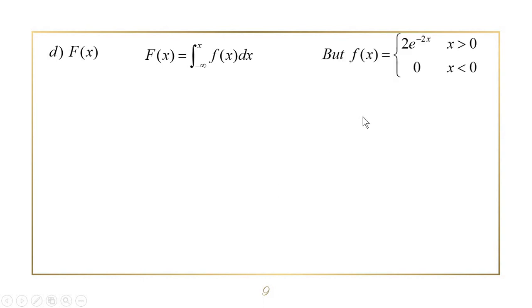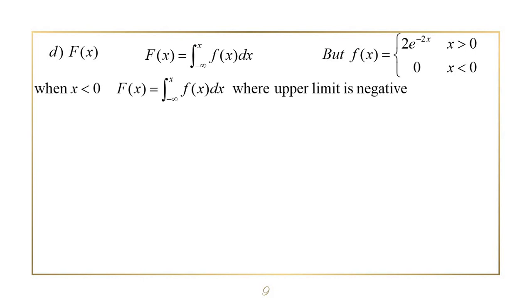Now next let us find the distribution function. You know this is the definition. Since our function is 2 into e raised to minus 2x when x is greater than 0 and when x is less than 0 we have 0. Here point of discontinuity is 0. Therefore, we consider two cases, when x is less than 0 and when x is greater than 0. So this is our case 1, when x is less than 0. Since F of x is the integral from minus infinity up to x of f of x dx, here upper limit is negative.